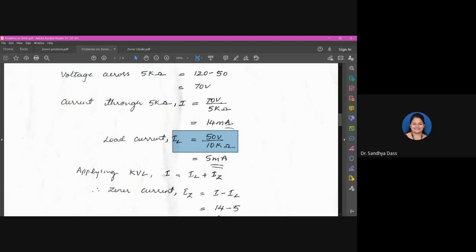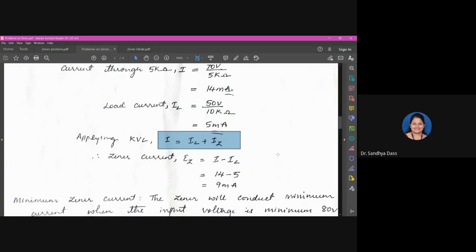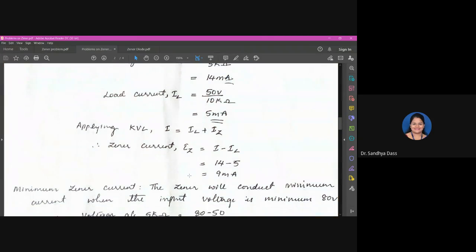I hope you're noting down things and you're also following. Now, according to KCL, not KVL, I is equal to IL plus IZ. From this, we can calculate the Zener current IZ, which is the maximum Zener current: I minus IL. I we calculated to be 14 milliamps, and 14 minus IL, which is 5 milliamps, so maximum IZ will be 9 milliamps.